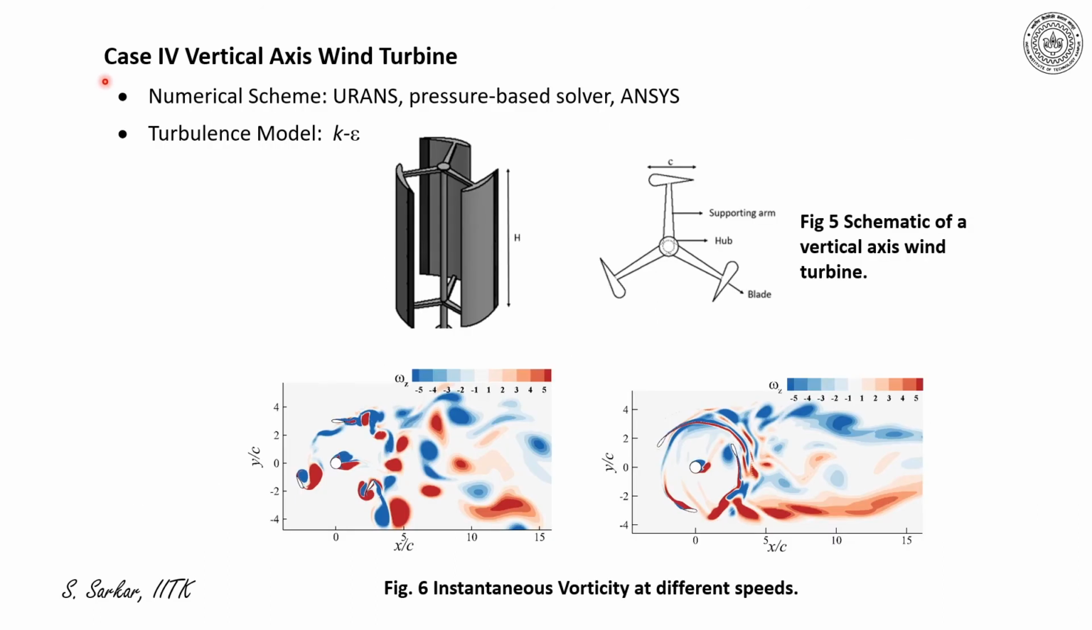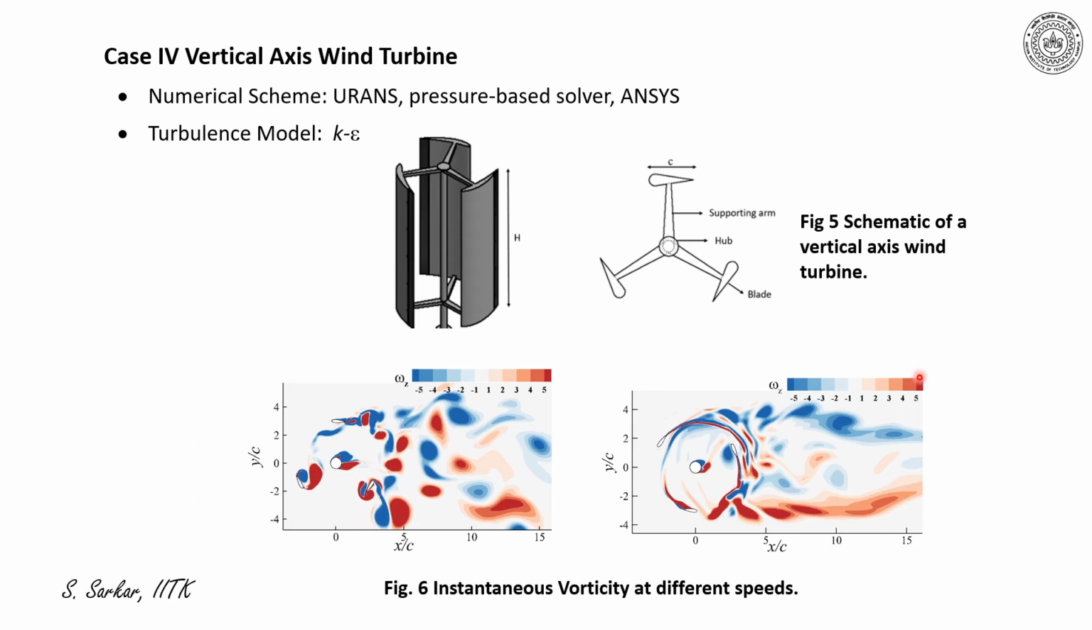In case 4, I have presented the simulation of flow due to rotation of a vertical axis wind turbine. This is the construction of a vertical axis wind turbine where the blades are aerofoil section and which are being rotated at different speeds. So figure 5 indicates the schematic of a vertical axis wind turbine. When it is rotated at different RPM, the instantaneous flow structure would depend on its rotational speed. I have indicated here the flow structures at a relatively low RPM, and this being the flow structure when RPM is increased.